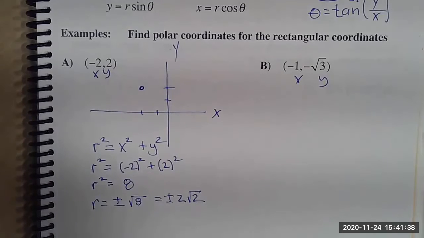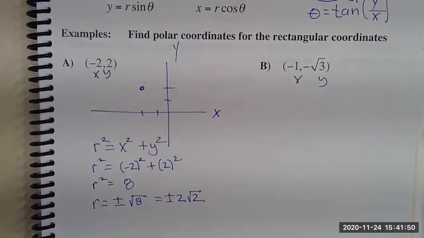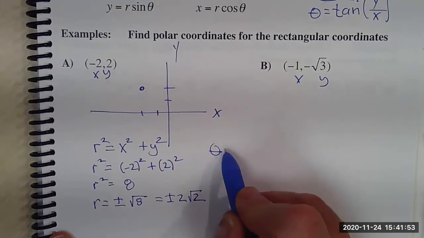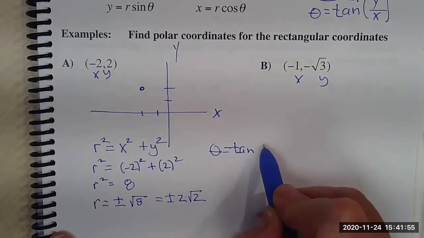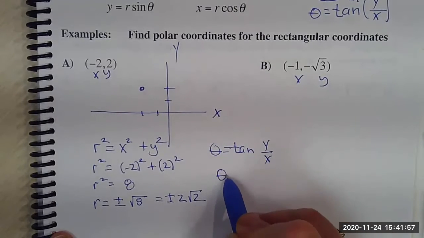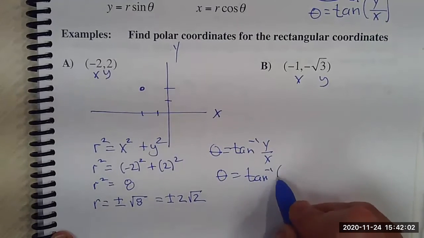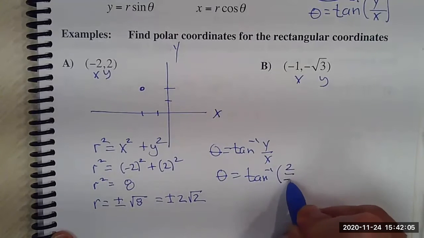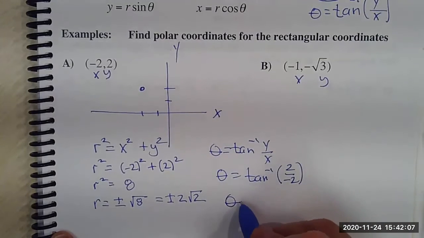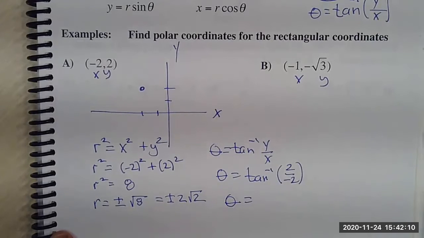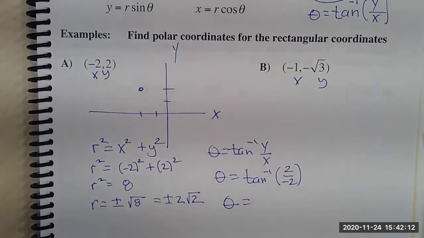Now I put plus or minus because you get to pick. You get to pick, so you've got to be careful. Most of you will probably pick the positive, and that's okay. Now it's the theta. So I'm going to go theta is equal to tan inverse of y over x. Theta is equal to tan inverse 2 over -2, and I take my calculator and just let the calculator do the work. That'll be the easiest way, tan inverse.